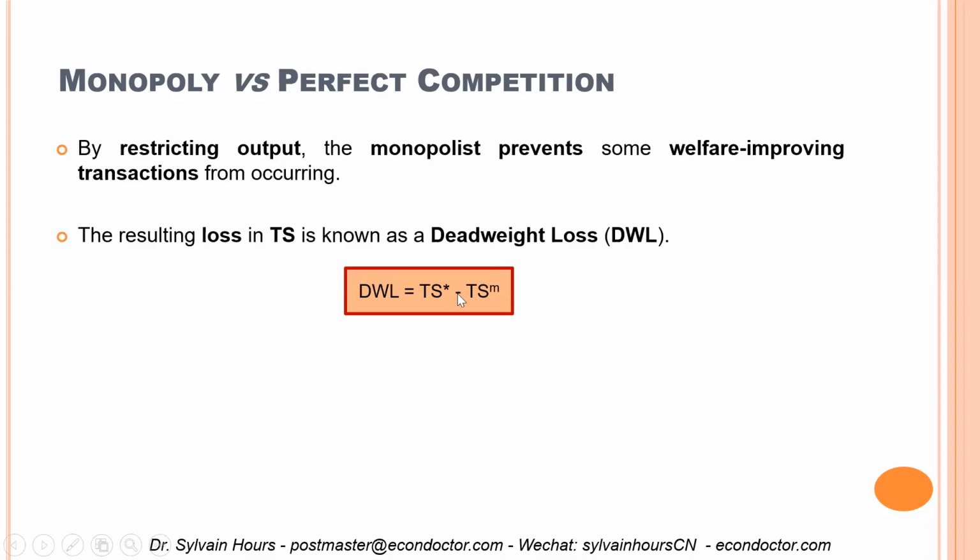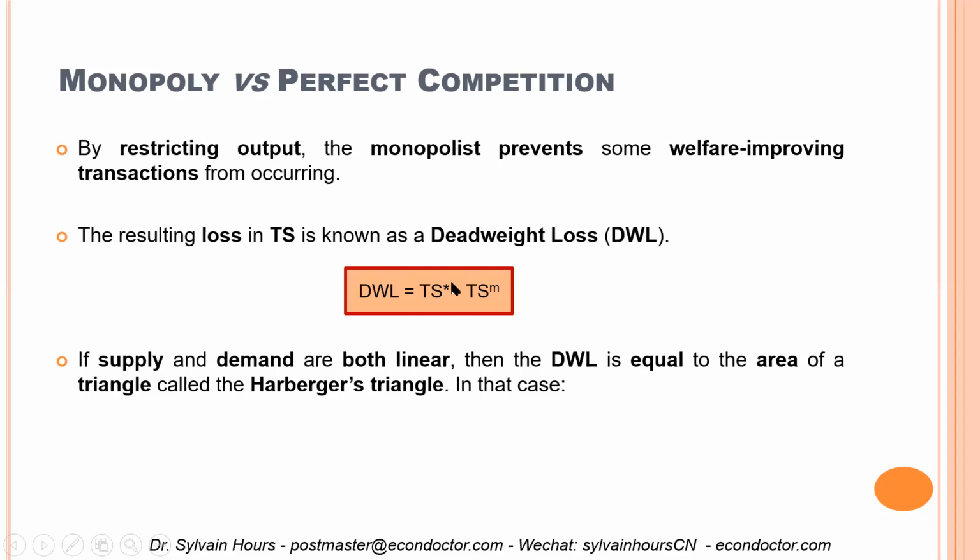This is perhaps how you can define it. The deadweight loss is the difference between the maximum total surplus that you can achieve once you have allocative efficiency, and the total surplus that we achieve in a monopoly market. This is just the difference.